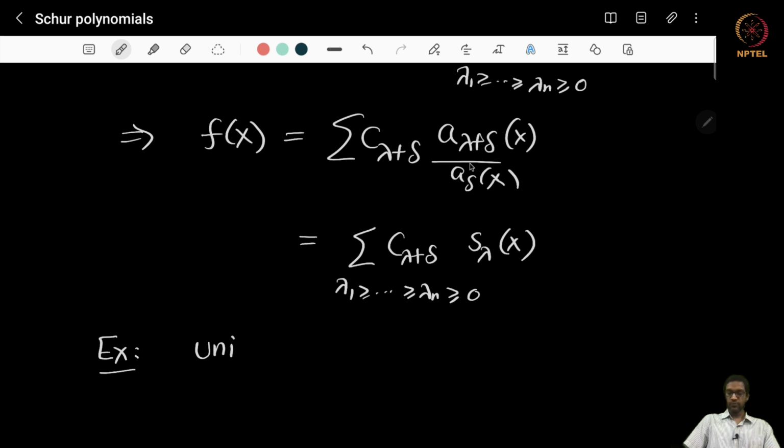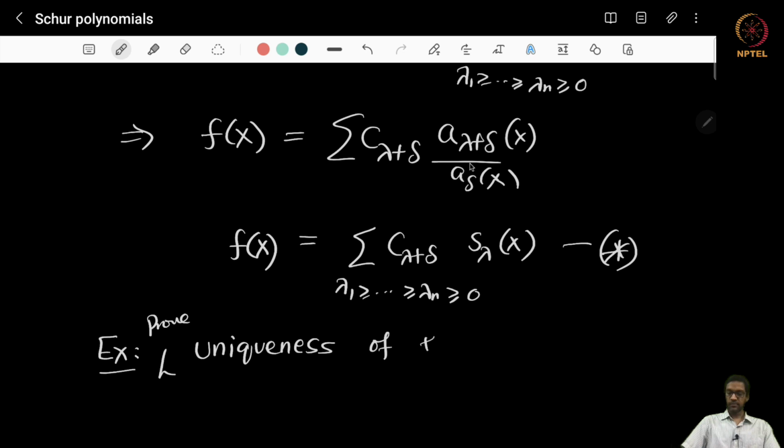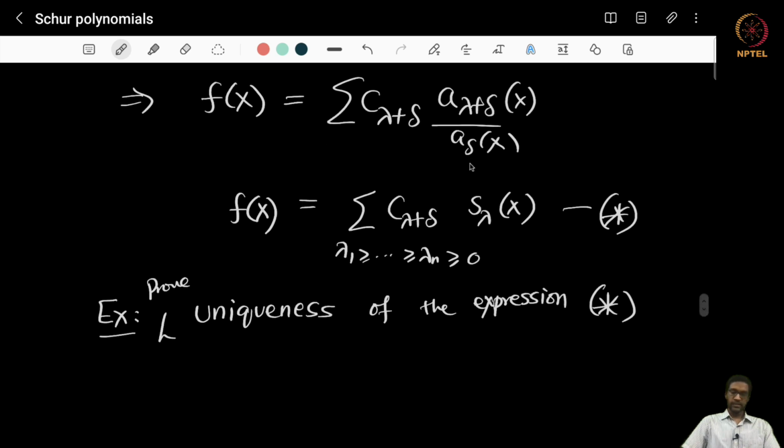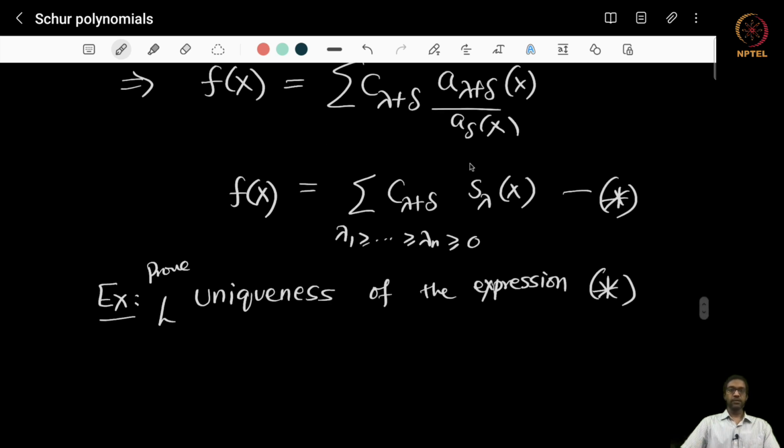So prove uniqueness of such an expression. So f of x can be written like this. Exercise, prove uniqueness of the expression star. In other words, if there is another such way of writing it, then the two constants have to match. Okay, good. So that just comes from, like I said, the corresponding statement about alternating polynomials.